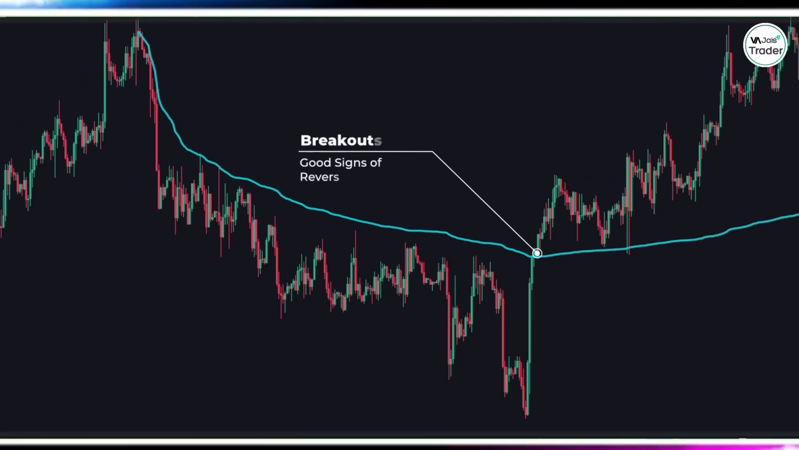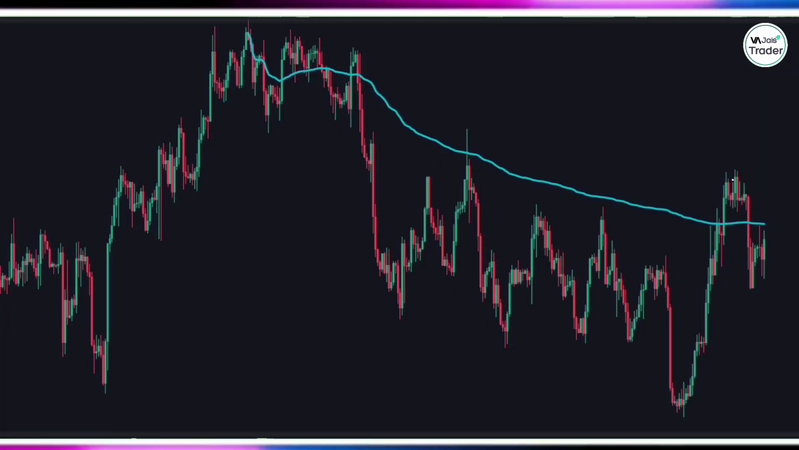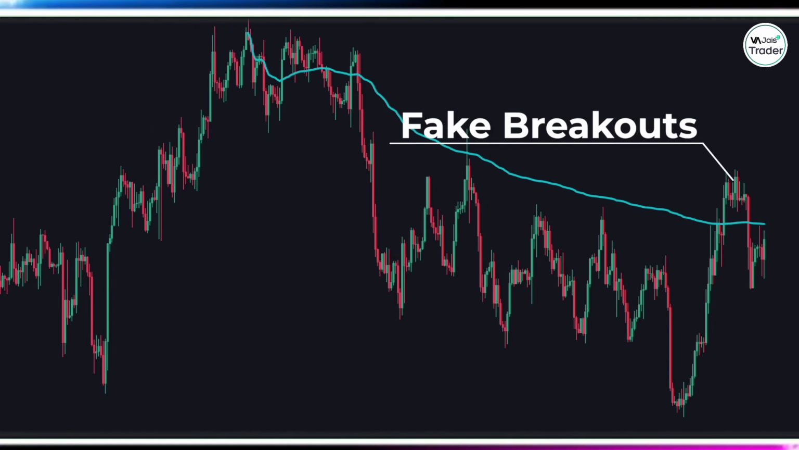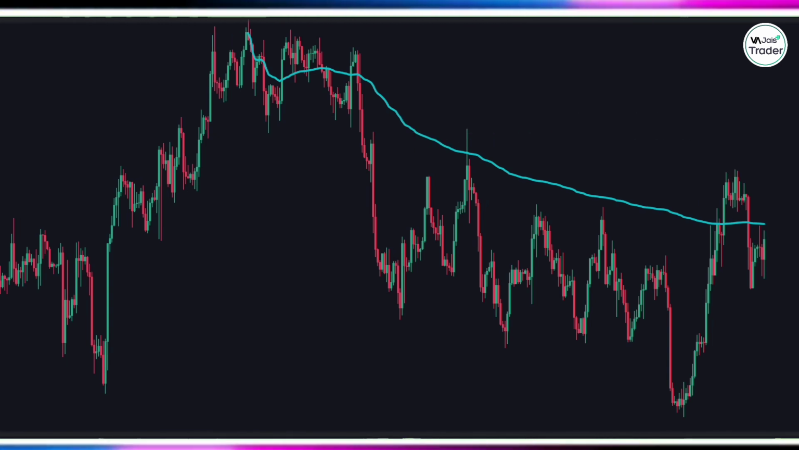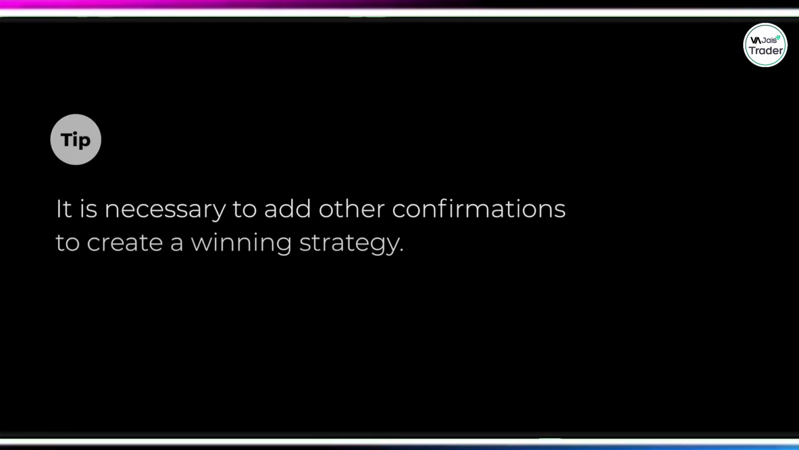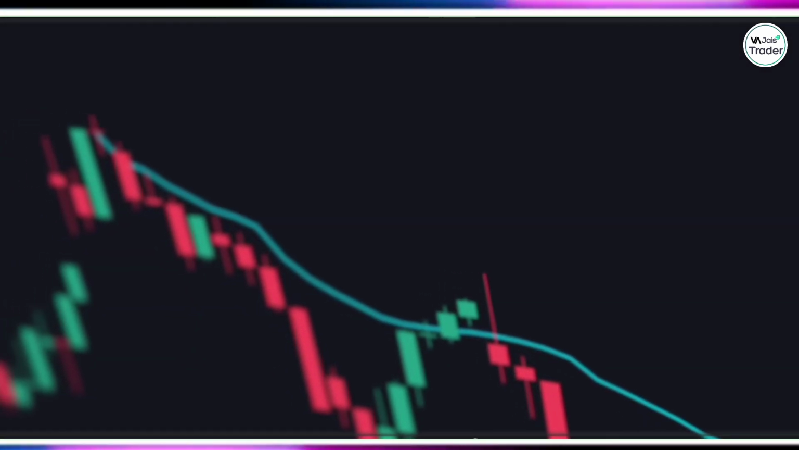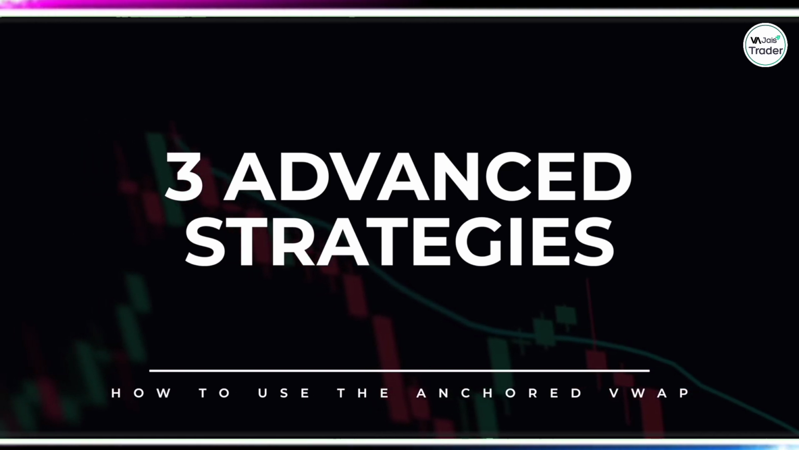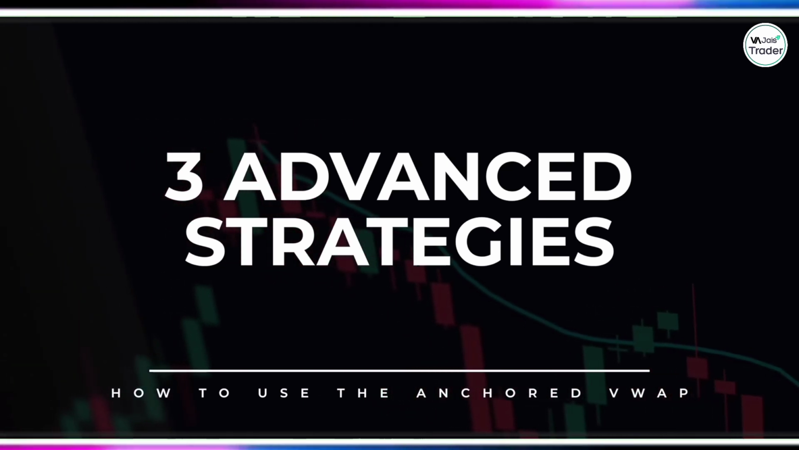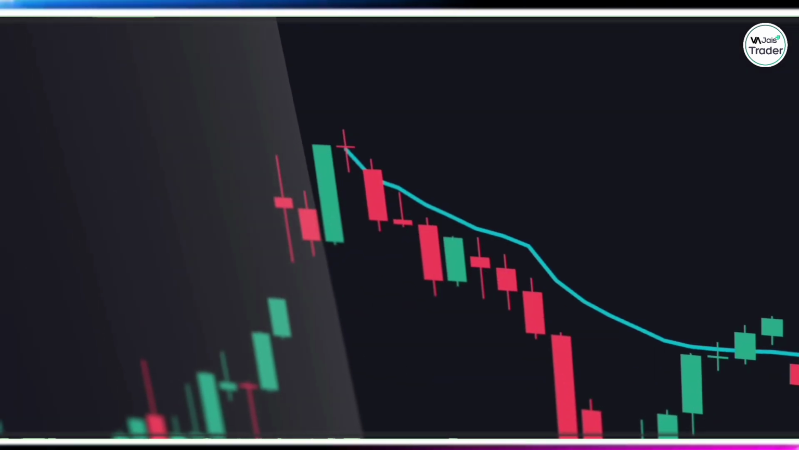So, breakouts of anchored VWAPs are also good signs of reversal. Just like any other strategy, these breakouts also don't work all the time. Sometimes they can be fake. Therefore, it is necessary to add other confirmations to create a winning strategy. So now, let's move on and discuss 3 advanced strategies you can use to trade the anchored VWAP.